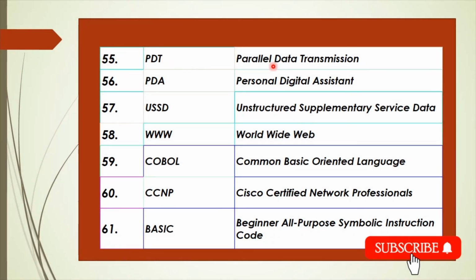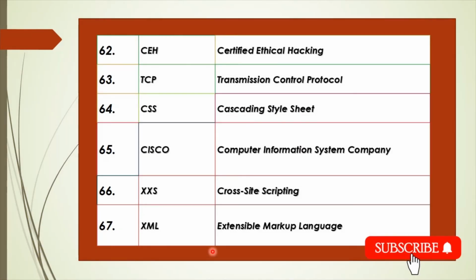Then PDT, Parallel Data Transmission. PDA, Personal Digital Assistant. USSD, Unstructured Supplementary Service Data. WWW, World Wide Web. COBOL, Common Business Oriented Language. CCNP, Cisco Certified Network Professional. BASIC, Beginner's All-Purpose Symbolic Instruction Code. Next, CEH, Certified Ethical Hacking.